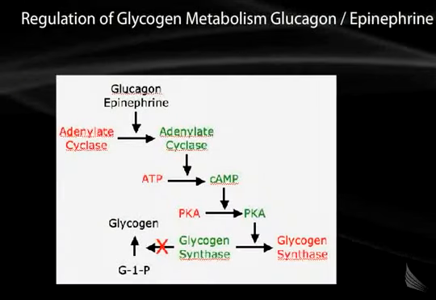And that's schematized here. Again, glucagon and epinephrine activate adenylate cyclase, which produces cyclic AMP. This activates protein kinase A, which phosphorylates glycogen synthase, which is the inactive form. And this effectively blocks the synthesis of glycogen.